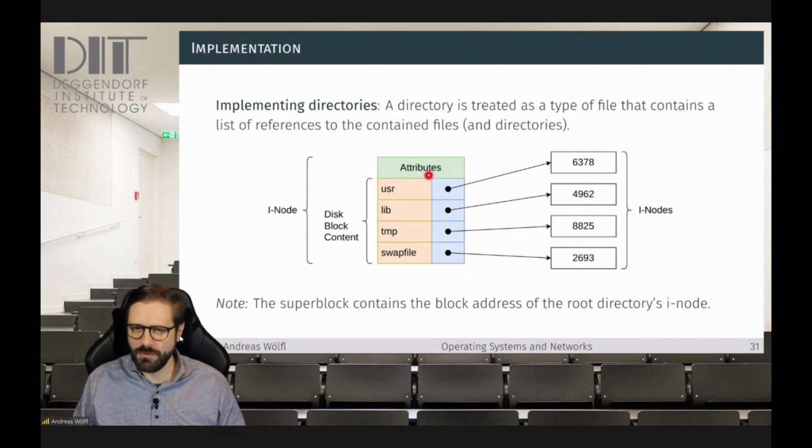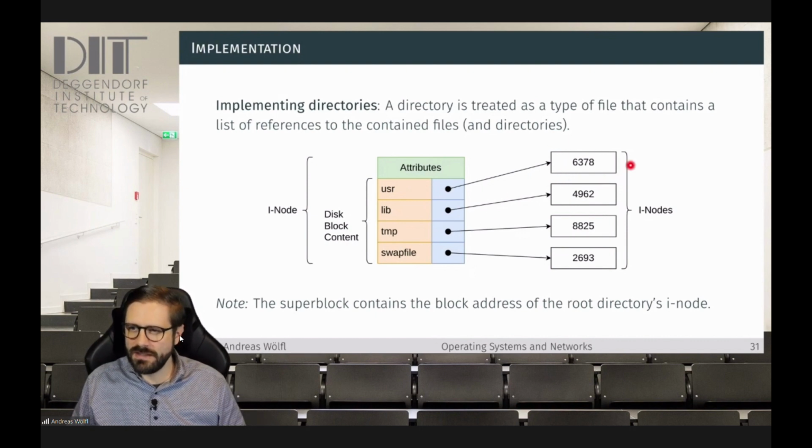It always starts with the attributes. And in the root directory, we have the subdirectory user, we have the subdirectory lib, and we have the subdirectory temp. And we can also have like files. For example, the swap file is a plain file that lies directly on the root directory. And this list is contained in the disk block content of the inode of the respective directory. And each entry in the list contains the name, obviously, so the name of the directory or the name of the file, but also has the information where to find the inode of that directory or of that file.